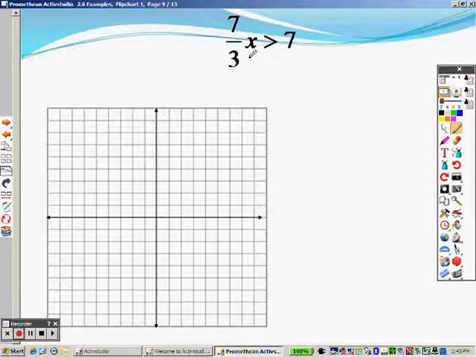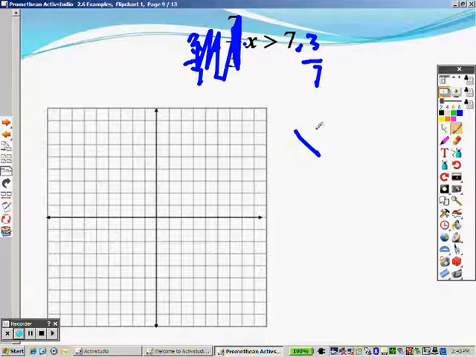Okay, I need to get x by itself, so whenever you have a fraction, that's like saying you can multiply by the reciprocal, so I'll multiply by 3 over 7. So this cancels out, meaning I just have an x. It's greater than. 3 times 7 is 21. 21 divided by 7 is 3.